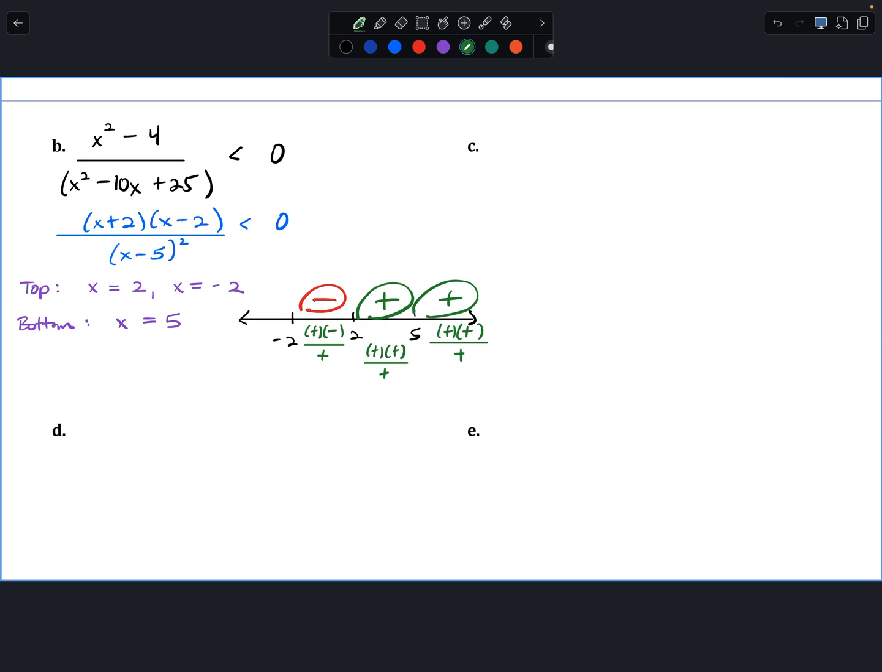Okay, if I pick something less than -2, so if I pick like -10, -10 plus 2 is negative. -10 minus 2 is negative. And then anything squared is positive. So the top becomes positive. A positive divided by positive is positive. So we only care about when this function is what? Negative. So I only care about, do you guys agree, this part of my sign chart? Yeah? So what's my answer? Parentheses what?